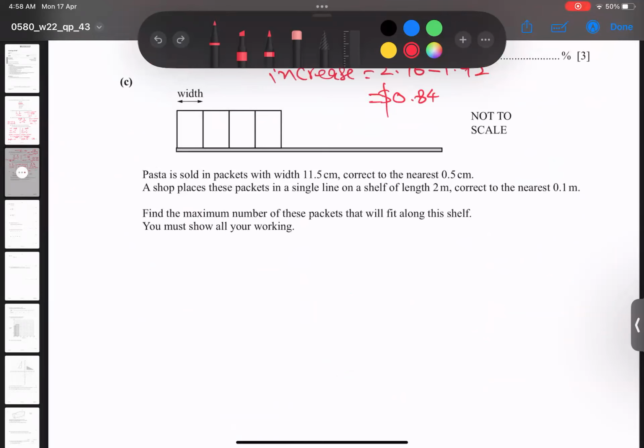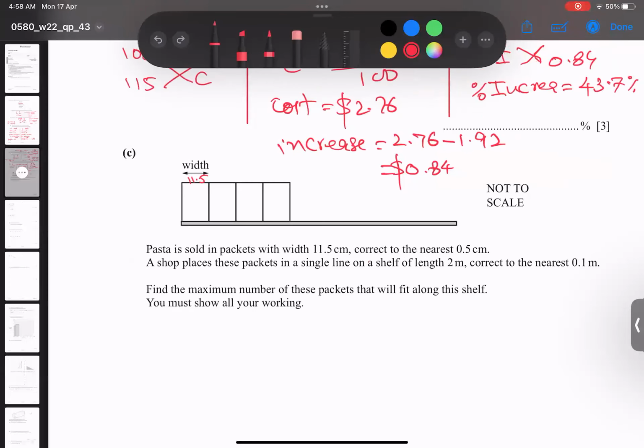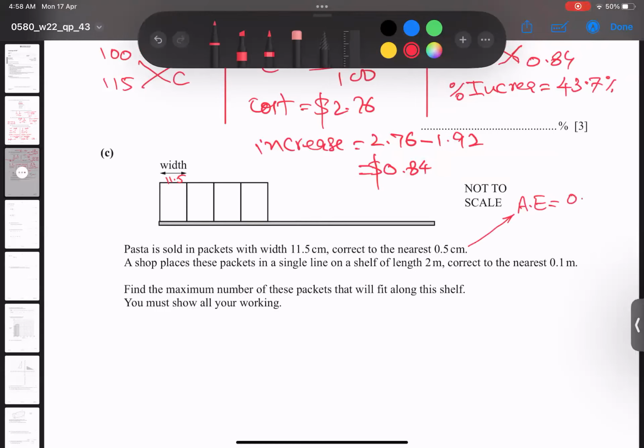Pasta is sold in packets with a width of 11.5 centimeters. You can see this very clearly, 11.5. You can see that width. Okay. And nearest, what is nearest is 0.5 centimeter. So if I find absolute error for this, what is the method? Because it said correct to nearest, and whenever this word comes, we will go for absolute error. 0.5 divided by 2, it becomes plus and minus 0.25. Okay, this part is very clear.